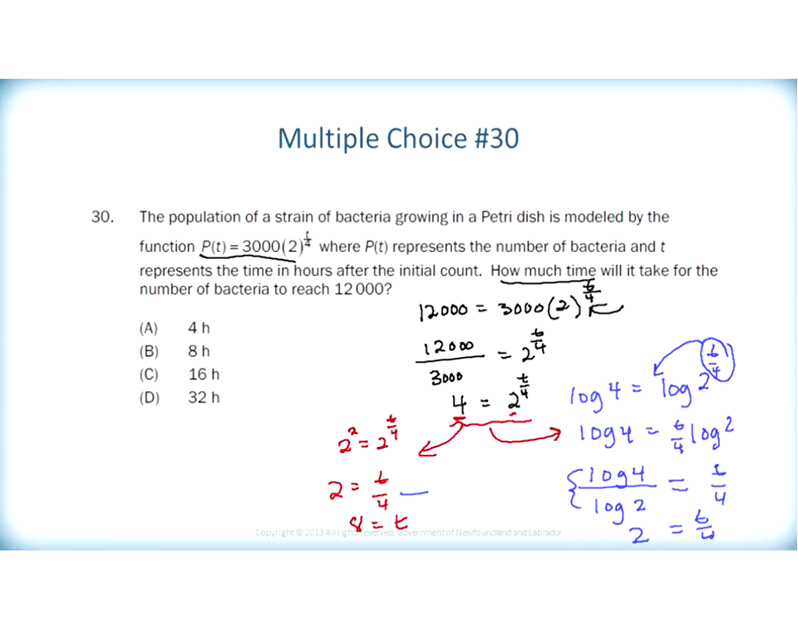And now we're at the same step as this one right here. So once again, this method will always work when we're solving for t. The same base method will only work when these two numbers can be written as the same base.